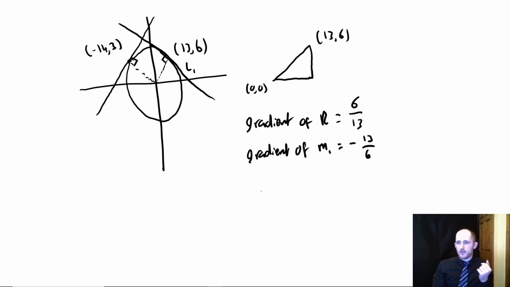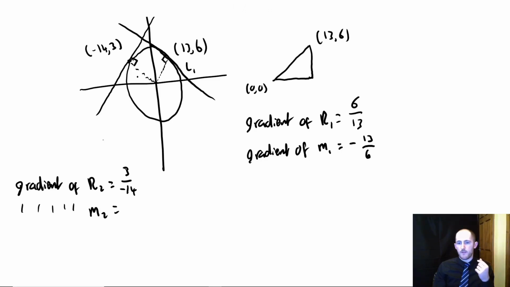Again, we can do the gradient of this should be the same, right? So the gradient of this line. Okay, so let's call that R1 and R2. And then the gradient of R2, so keep in mind the gradients of the radii are going to change, right? Because they'll have different steepnesses, obviously. And that's going to be changing y over x. So again, that's 3 over... Wait, make sure I'm making sense. 3 over minus 14. Okay, yeah, I'm making sense. Okay. And then the gradient of M2 is equal to 14 over 3.